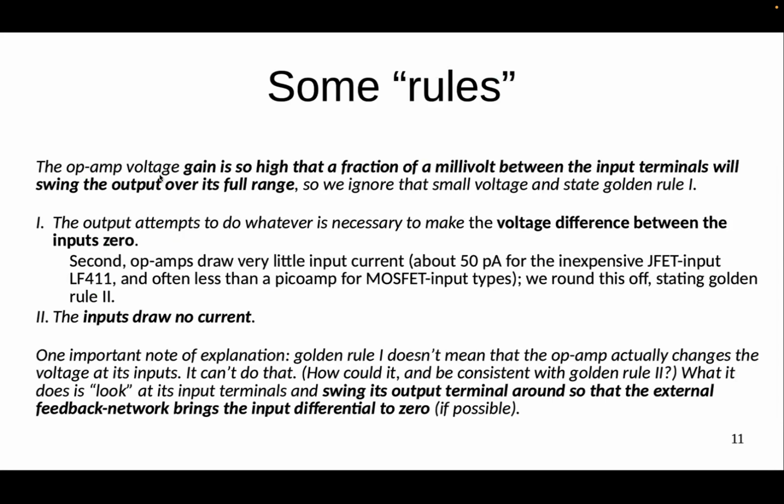The op amp has a very high gain, so high that a fraction of a millivolt between the input terminals is enough. It is also important to remember that the voltage we need is the difference of voltages between the inverting and non-inverting terminals. So a fraction of a millivolt between the input terminals will swing the output over its full range.